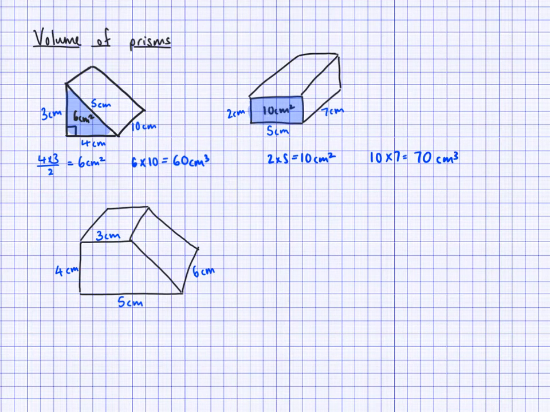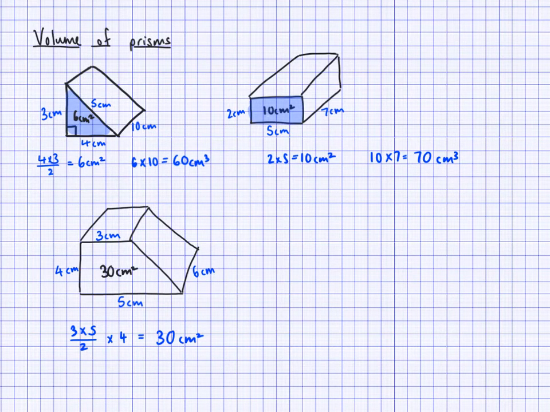And the last one, I have a trapezium here as my face. I have to add the 2 parallel sides, so that's 3 and 5. Divide that by 2 and times it by the height, which is 4. So 3 plus 5 is 8, divided by 2 is 4, times 4 is 16 centimeters squared.